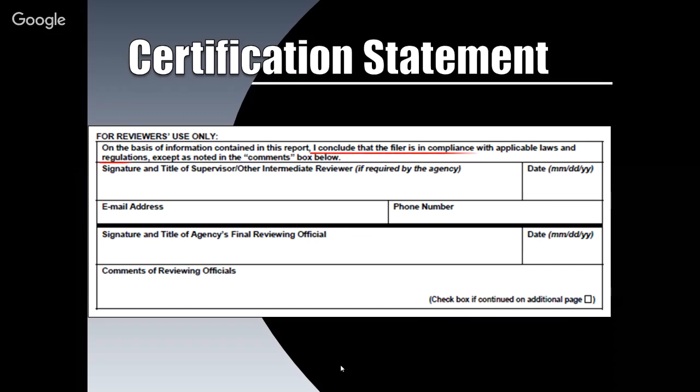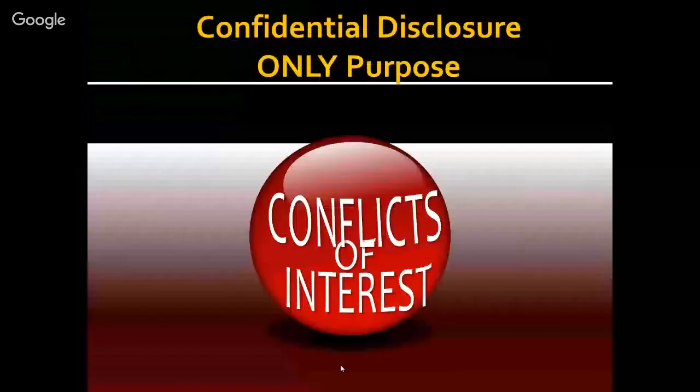And really, I think it's important, if you are an intermediate reviewer, that you do understand what the certification statement is that is signed by reviewers of the OG Form 450, because this is precisely why we have the confidential financial disclosure system, which is that the filer is in compliance with applicable laws and regulations. Now, there is a full body of laws and regulations to which the employee, the filer, is subject.